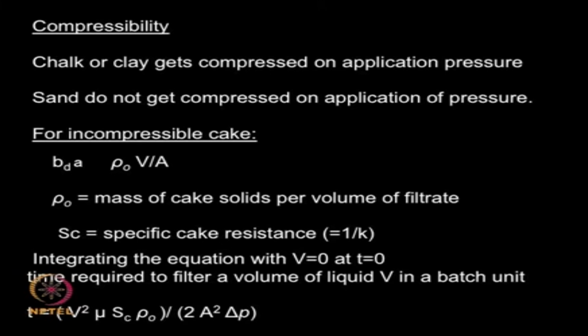physical properties of the slurry as well as the liquid, that is mu is the viscosity of the liquid, rho naught is the mass of cake solids per volume of filtrate as you keep filtering, A is the cross sectional area and delta P is the pressure. So with this equation we can do many things. If I know how much slurry needs to be filtered, and if I know the area of the filter unit, I can calculate how long it will take to filter. Or conversely, if I want to filter a slurry of volume V in a certain given time t, what should be my area of the filter unit, I can calculate from this equation.